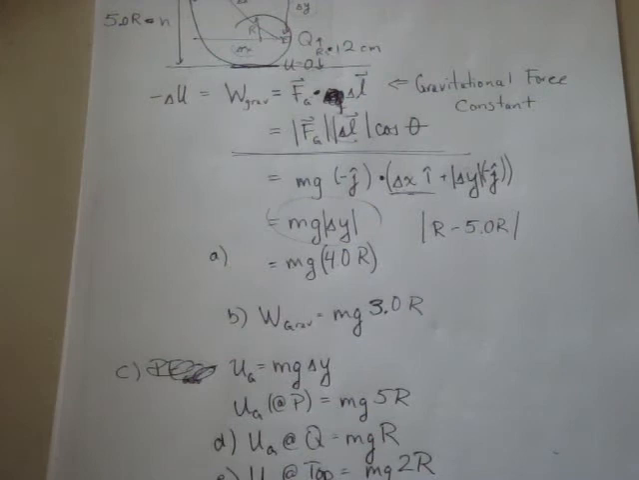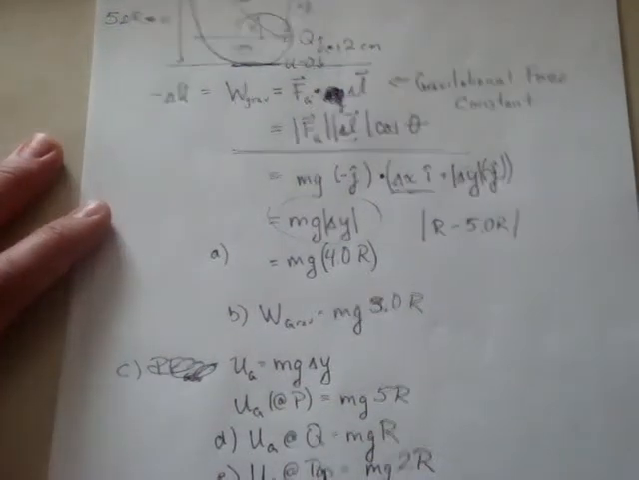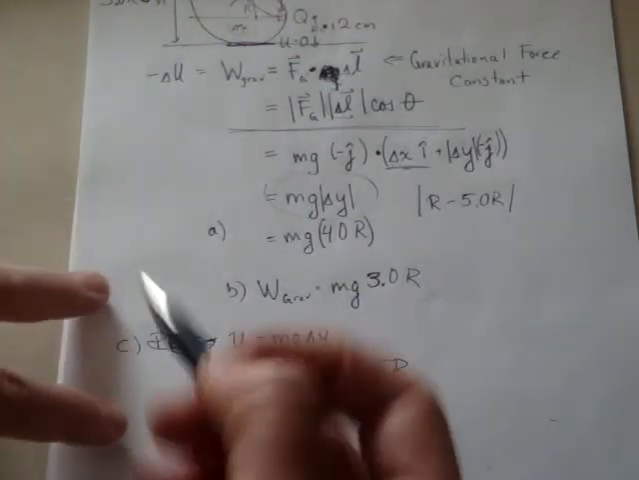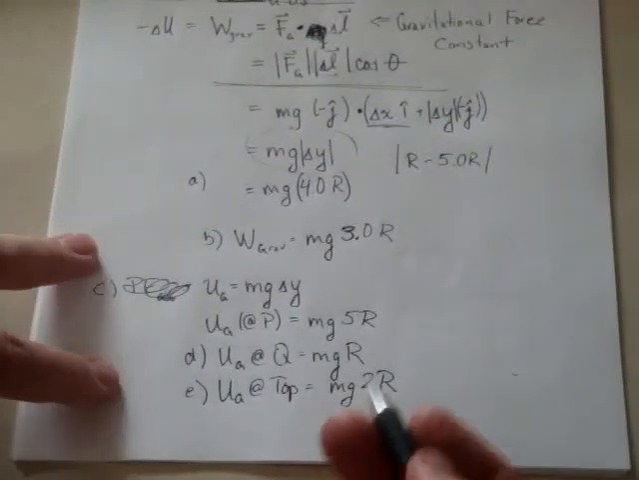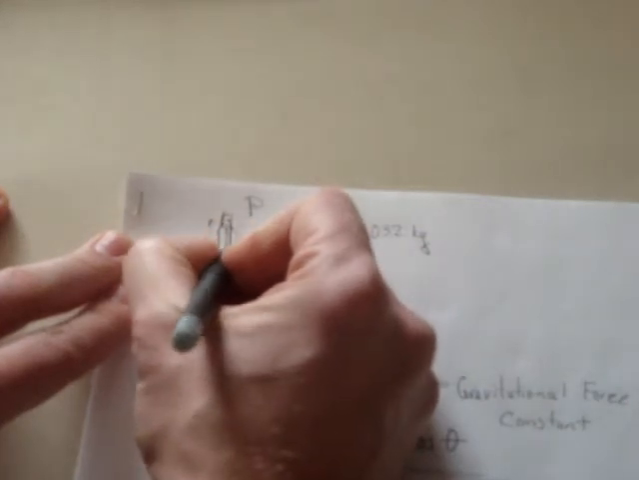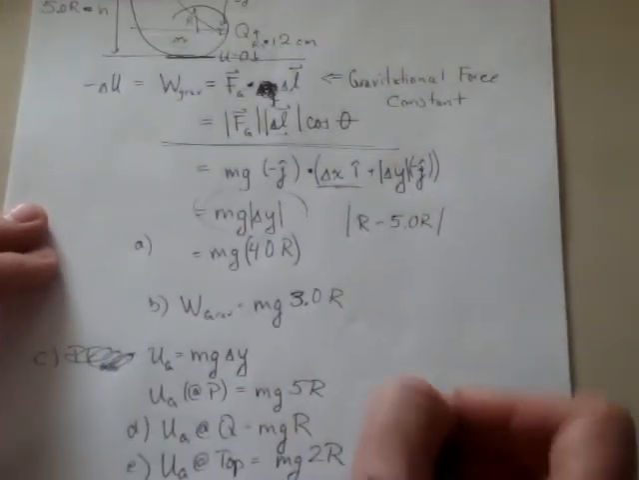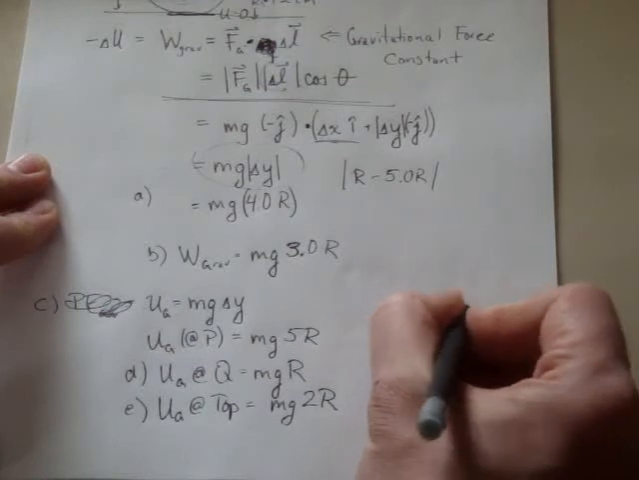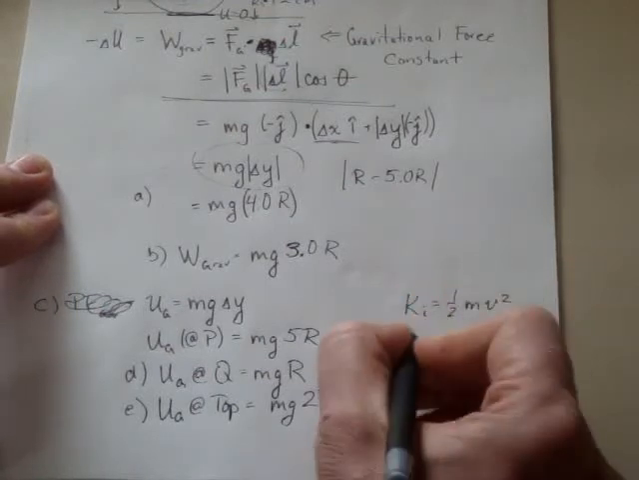Excellent. Then let's see if we can finish the rest of this up. If instead of being released, the block is given some initial speed downward along the track, do the answers through A through E increase, decrease, or remain the same? Wow, that's a really interesting question. So we give it some initial velocity. What does that mean? Some initial velocity downward means that this has a velocity initially, right? And we know that if we have a velocity, it means we have some kinetic energy. So we have an initial kinetic energy equal to 1/2 mv squared.